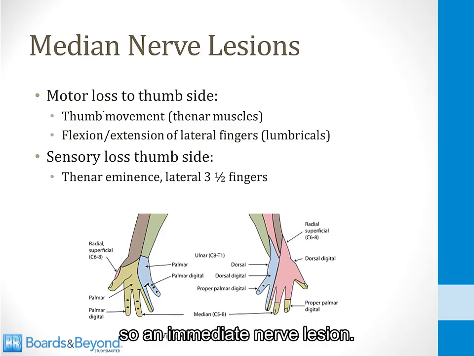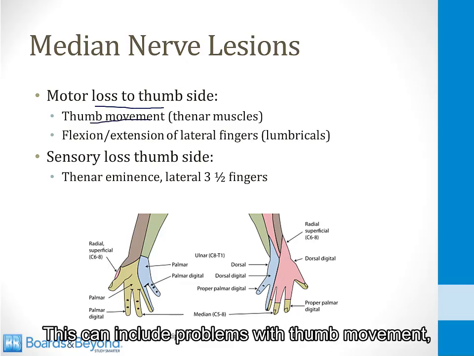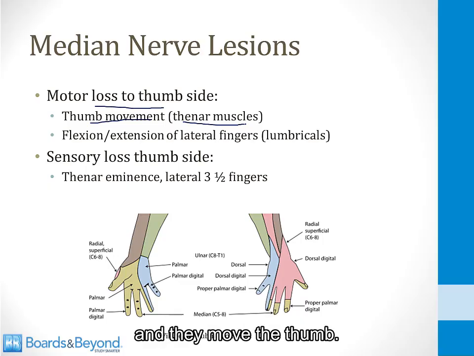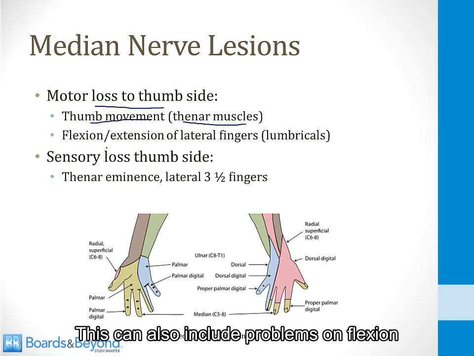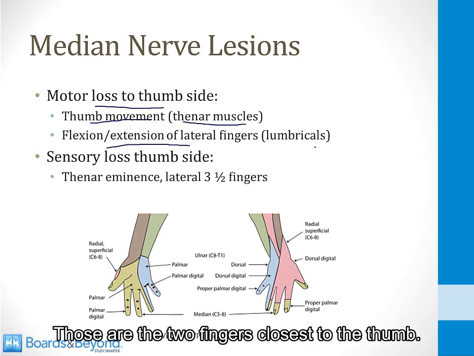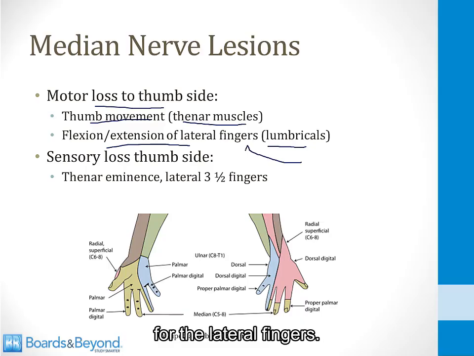So in a median nerve lesion, you can see motor loss to the thumb side. This can include problems with thumb movement. That's because the thenar muscles are innervated by the median nerve and they move the thumb. This can also include problems with flexion and extension of the lateral fingers. Those are the 2 fingers closest to the thumb, and that's because the lumbrical muscles are also innervated by the median nerve for the lateral fingers.